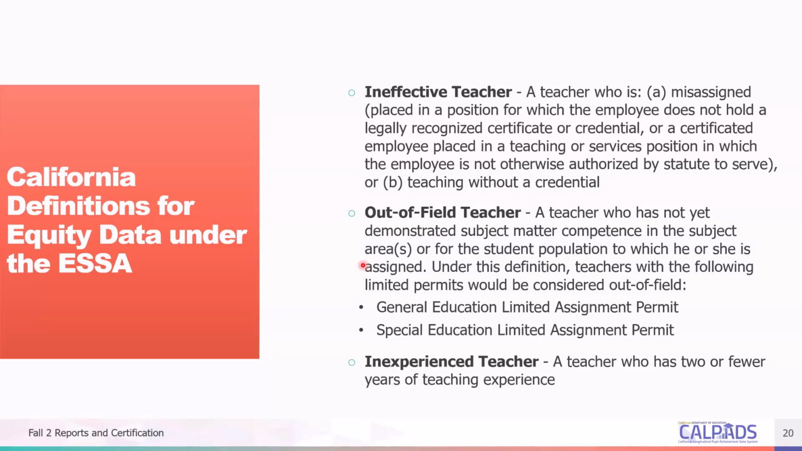The staff service years is a part of a wider data collection to meet ESA requirements that identify equity gaps. So California developed definitions for ineffective and out-of-field teachers that built on LCFF Priority 1 by focusing on credentials and assignment status. And this is specifically whether teachers are teaching without a credential or teaching outside of their field of preparation, or inexperienced teachers with 2 or less years of teaching experience.